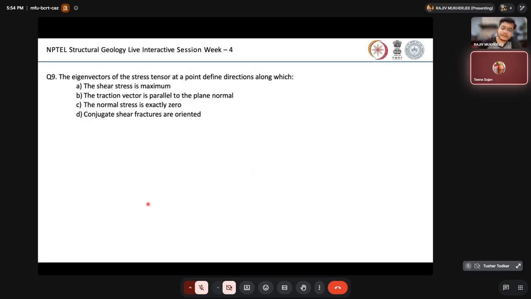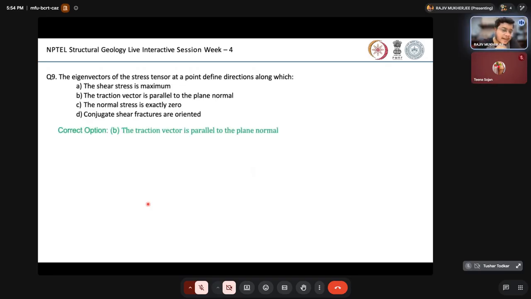Option B. Yes, the traction vector is parallel to the plane normal. That means, in other words, it is a twisted statement, because what it is actually trying to say is that we only consider the normal tractions and not the shear tractions. So eigenvectors always represent the normal traction directions, because they eventually produce the orientations of the principal axes of stresses. And along principal axes of stresses, there will be no shear component, right? That is why option B is correct, because the traction vector is parallel to the plane normal.